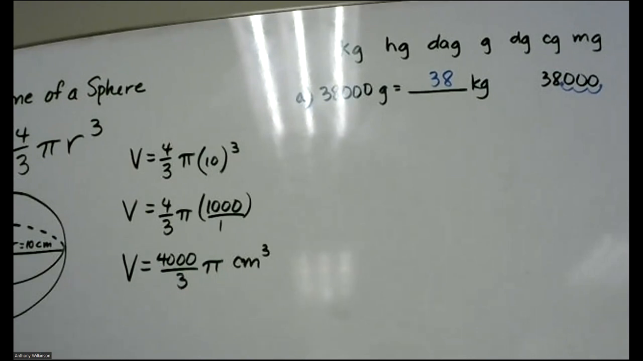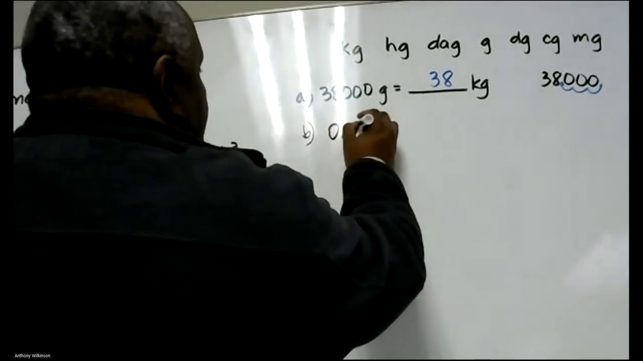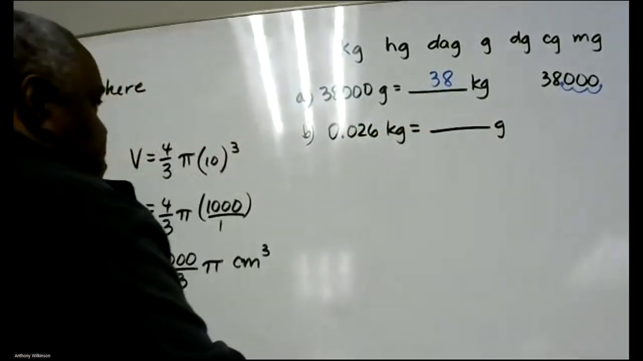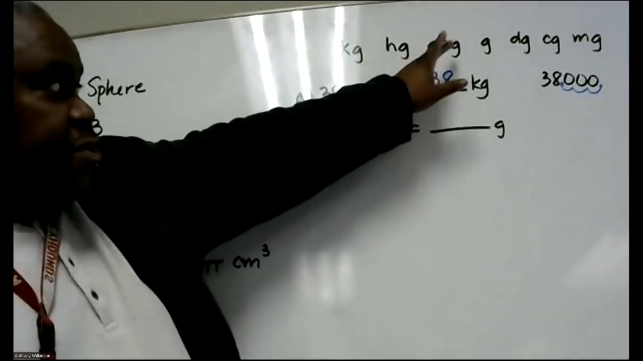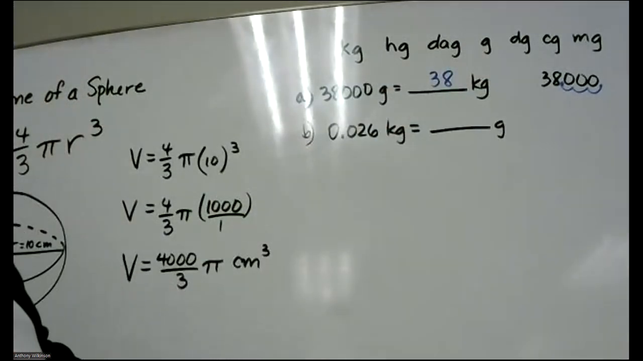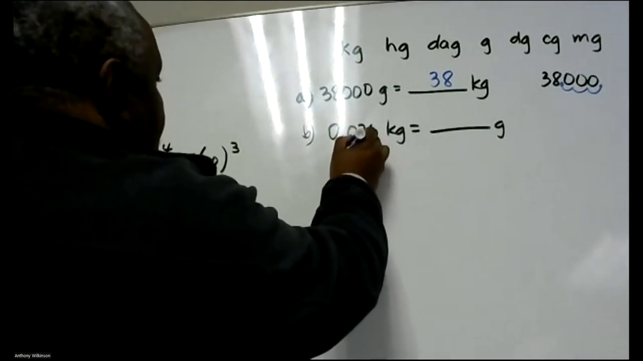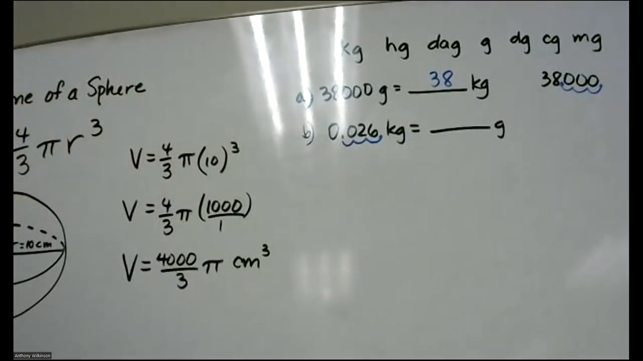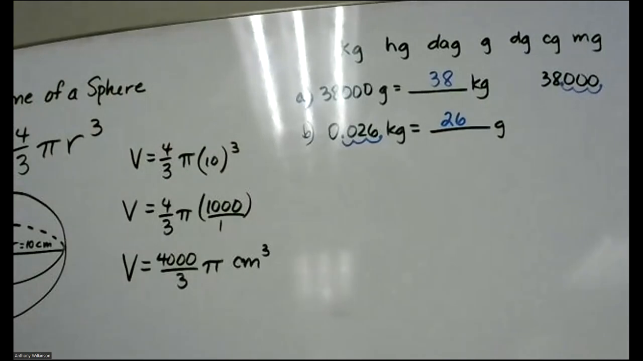Part B is 0.026 kilograms to grams. Well, from kilograms to grams, this time we're going 1, 2, 3 places to the right. So in this number, I'm gonna move this decimal point 1, 2, 3 places to the right. So the decimal point will be behind the 6. So 0.026 kilograms converts to 26 grams.